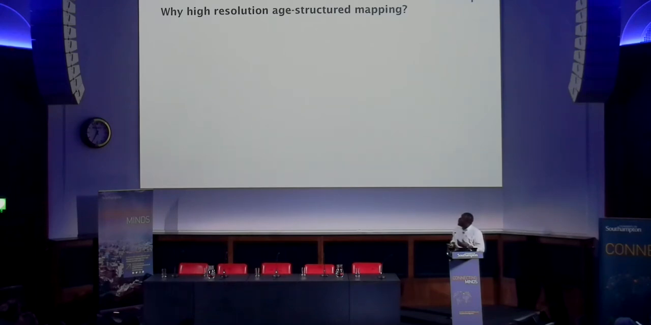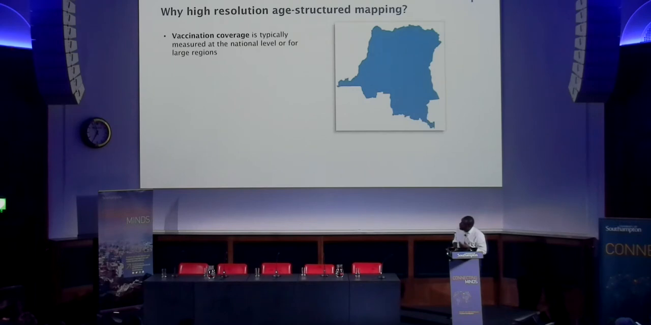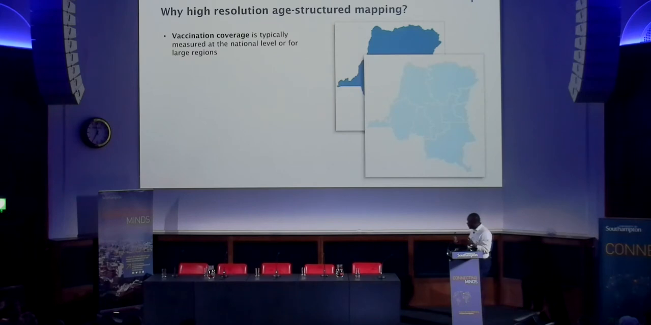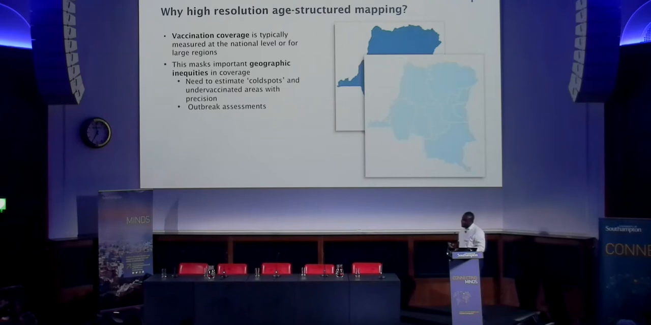Now, why do we do high-resolution, age-structured maps of vaccination coverage? It is because vaccination coverage is traditionally measured at the national level. As you can see, we can have an estimate of coverage for a country that is as large as DRC, or it can also be measured at the scale of large regions, as you can see here for DRC. So these are admin level 1 areas within this country. So we could have estimates for these large areas. But the problem with such estimates is that they mask important geographic inequities in coverage.